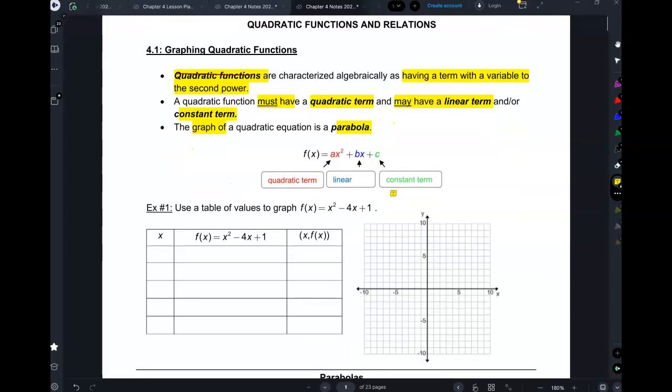So this here is the standard form of a quadratic equation. Take a look. You've got a term with an x squared, you've got a term with an x, and you've got a term that has no variables. The coefficient of the x squared term, the number next to the x squared, that's your a. The number next to just the x is the b. The number that has no variable is c.